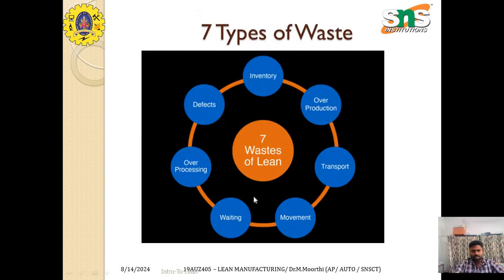So here we will discuss the different types of waste in lean manufacturing, waste in any industry, particularly the production industry. In general, we have classified the waste into seven categories. The first one starts with inventory, and then overproduction, transport, movement, waiting, over processing, and defects. These are the major classifications of waste in any industry, and particularly in production industries.